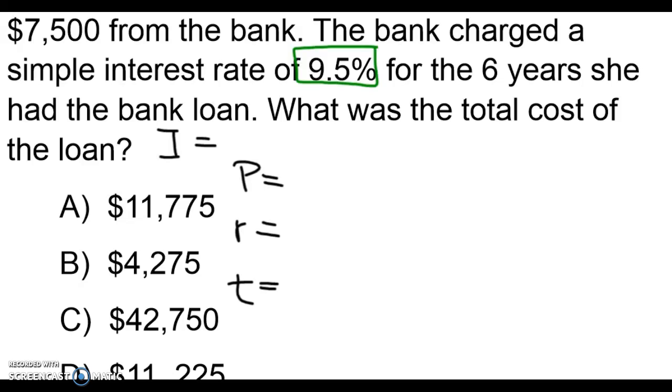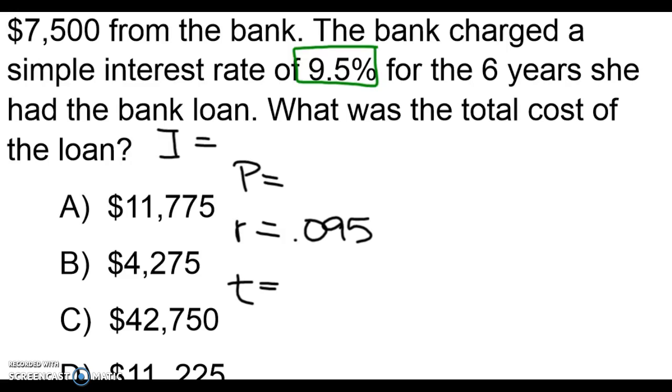You cannot have a percent, so we need to convert it. You could pop 9.5 in your calculator, then hit the second key and then number 2, which will convert it to a decimal. So we know that our rate is going to be 0.095.